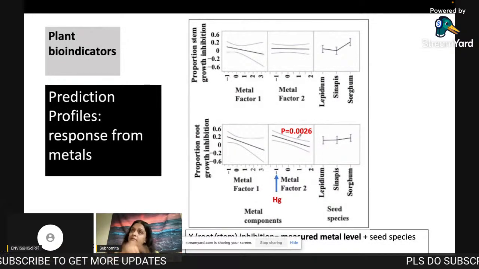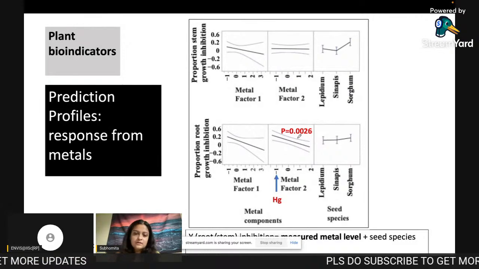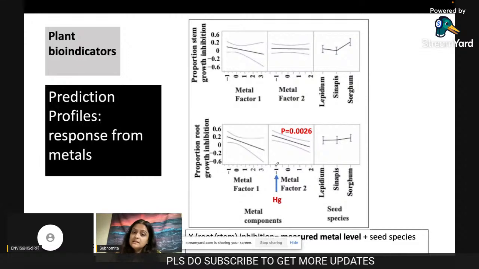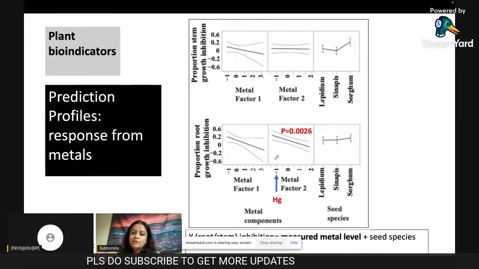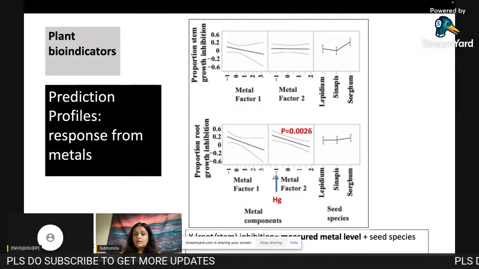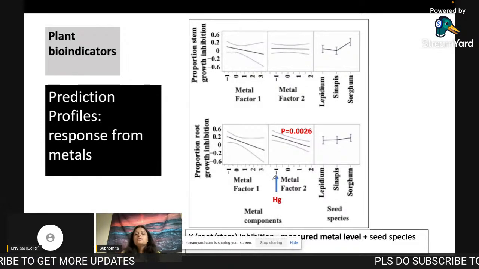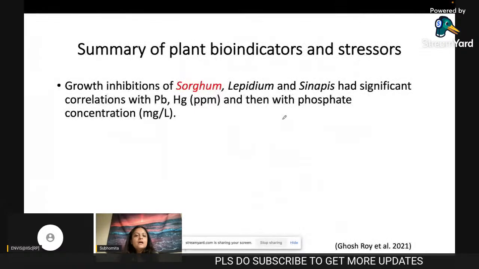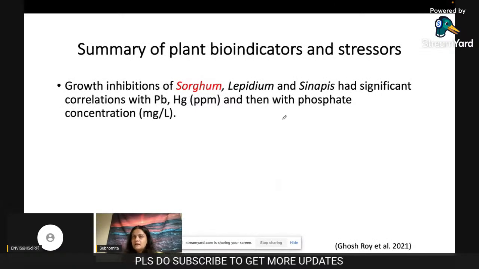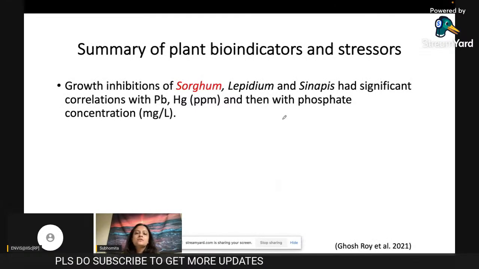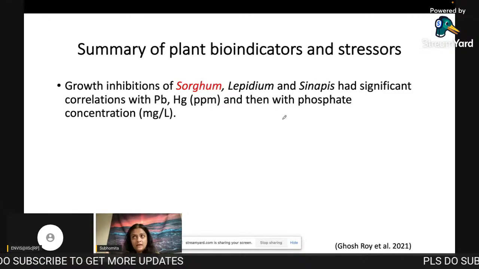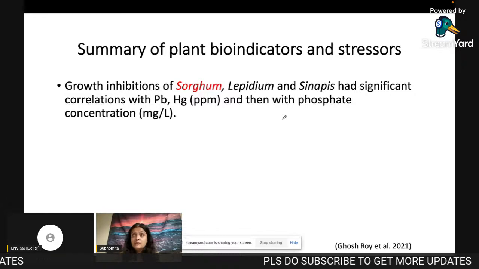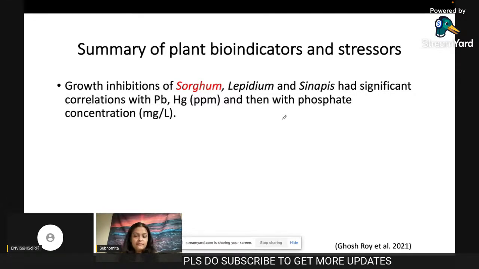So with an increased amount of lead, there is a drop in inhibition. But mercury, even though it was present in smaller concentration because it is in the negative part, is still inhibiting the root growth. When mercury is there, inhibition is high. This was one of the most interesting findings. Therefore, these plant species, particularly sorghum, have a significant correlation with these metals, particularly mercury and lead, and phosphate.